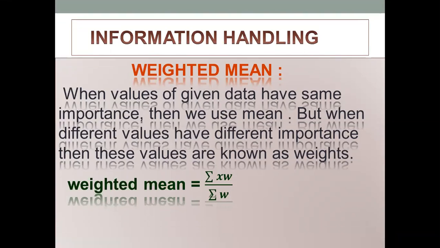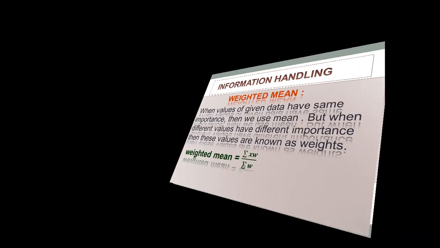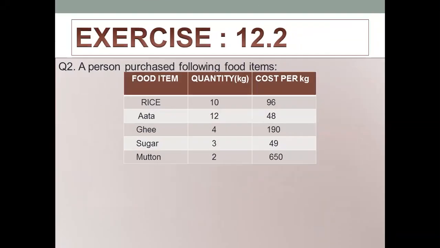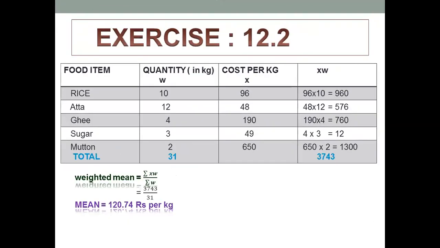We have one question on this weighted mean in our exercise, which is question number 2. A person purchased the following food items. You see that this question is totally different from all the parts of question 1. Quantity and cost price are given, so that's why we apply the weighted mean here, because the quantity is given in kg. In the other questions, only simple data is given and we write only the simple arithmetic mean.